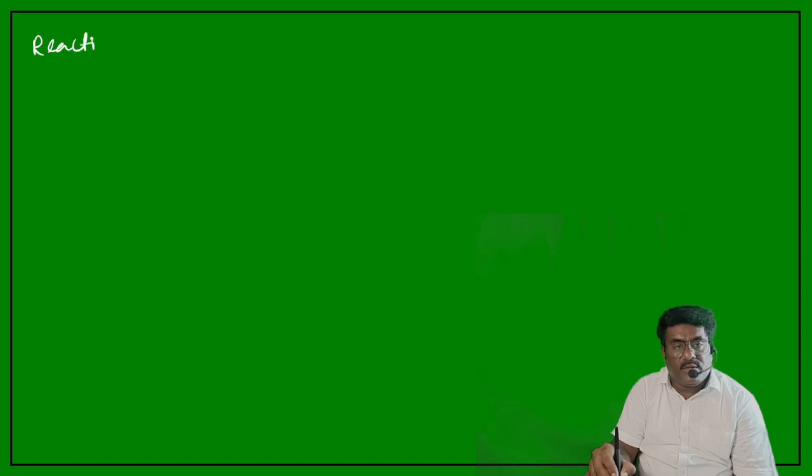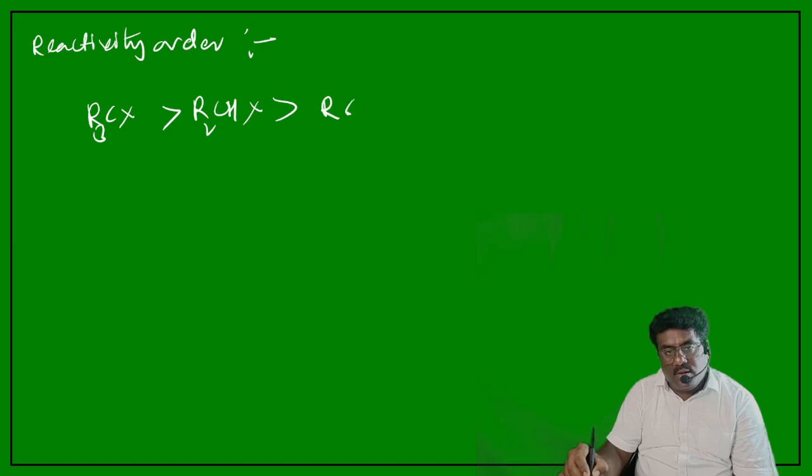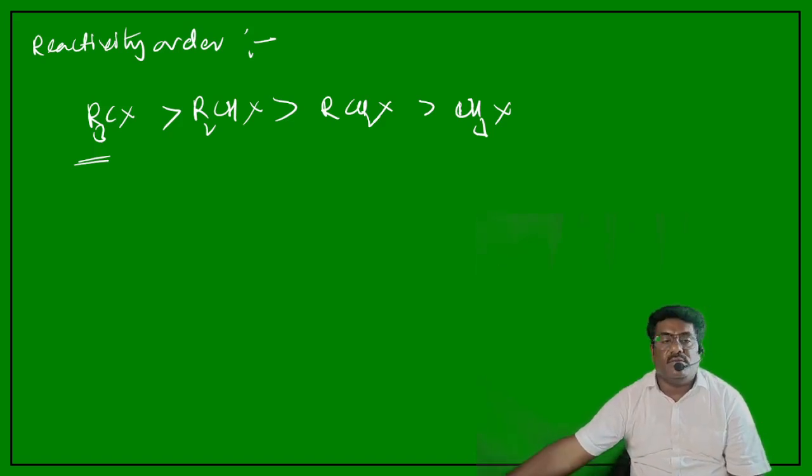Have a look at the reactivity order. What is the reactivity order? Tertiary alkyl halide is greater than secondary alkyl halide, then primary alkyl halide and methyl halide. The tertiary alkyl halide is more favored for the SN1 reaction.